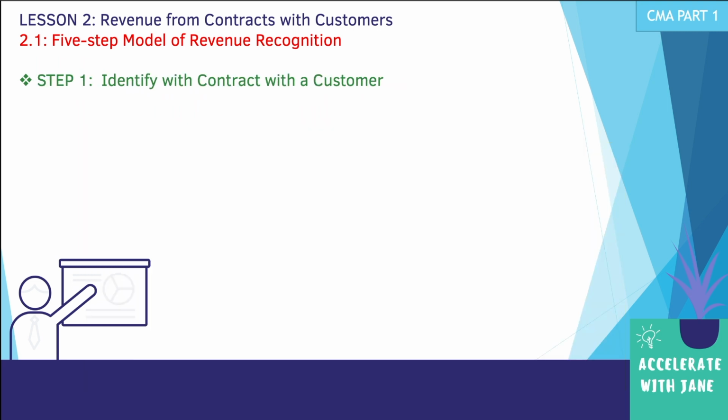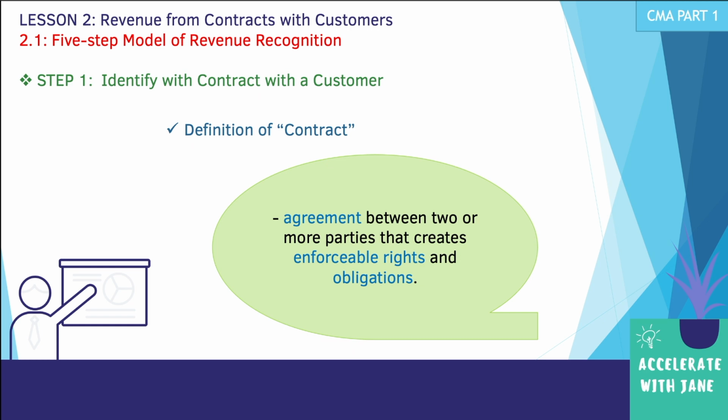So step 1, identify the contract with a customer. So first, let's define what a contract means. So per standards, a contract is defined as an agreement between 2 or more parties that creates enforceable rights and obligations. So take note, in order to have a contract, there has to be an agreement, and usually in that agreement, what is stated are the enforceable rights and obligations of each party.